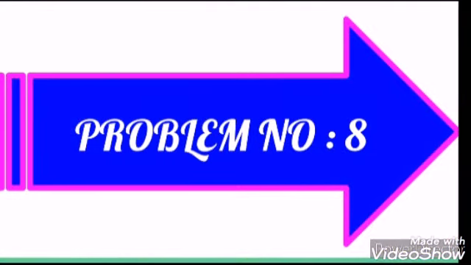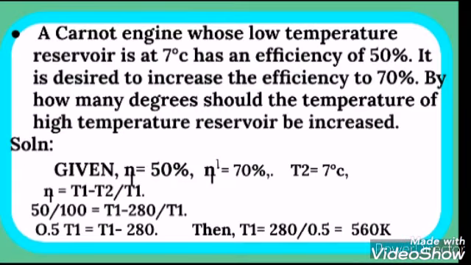Problem number 8. A Carnot engine whose low temperature reservoir is at 7 degrees Celsius has an efficiency of 50%. It is desired to increase the efficiency to 70%. By how many degrees should the temperature of the high temperature reservoir be increased?